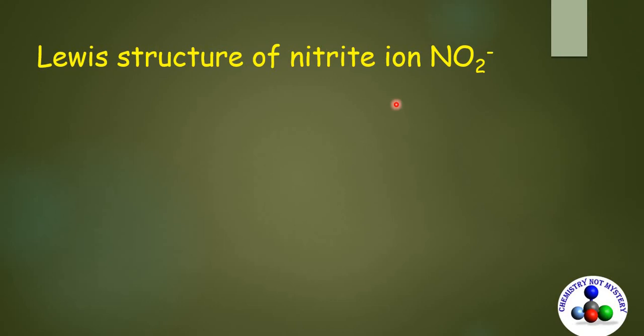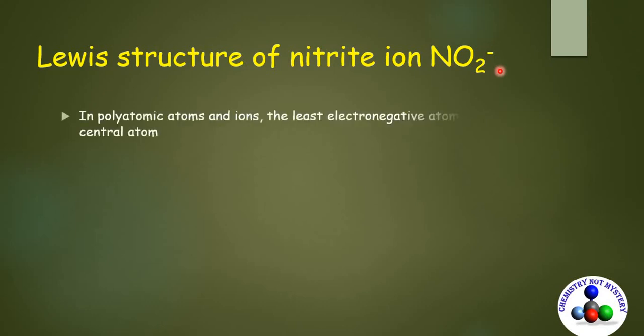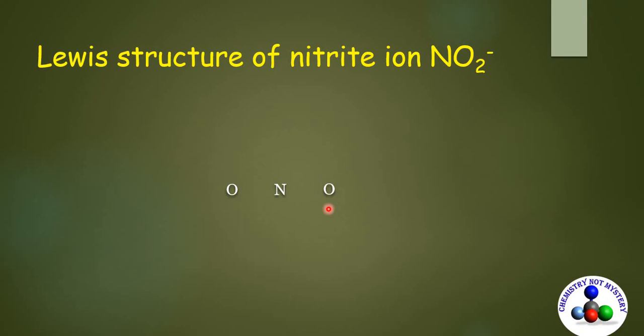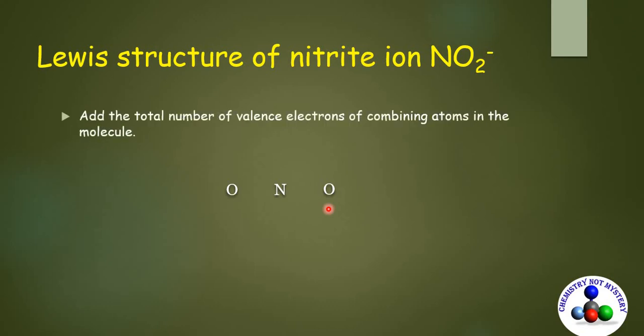Now try to draw the Lewis dot structure of nitrite ion, NO2-. Here nitrogen is the least electronegative element. So place it at the center and place oxygen on either side. Now add the total number of valence electrons of nitrogen and 2 oxygen atoms.